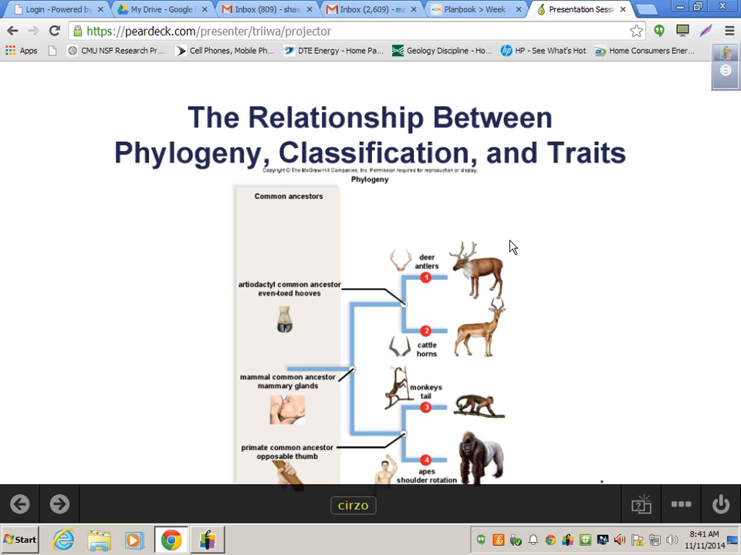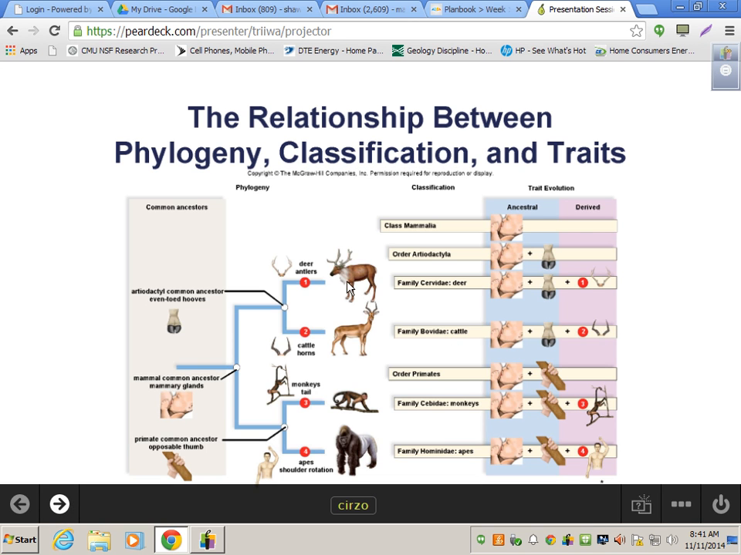So looking at the derived characters, in this case, we're looking at even-toed hooves being a derived character in a certain type of ruminant or mammal. Obviously, if you have mammary glands, that is a derived character for all mammals, but then based on having hooves or having tails, in this case, they're looking at the monkey's tail, and for us, we're looking at opposable thumbs here, that falls into the primate or the chimpanzee family. We would then branch off based on that derived character. So depending on your different derived characters, you'll be put into a different branch of the phylogenetic tree, and we'll talk more about cladograms too.